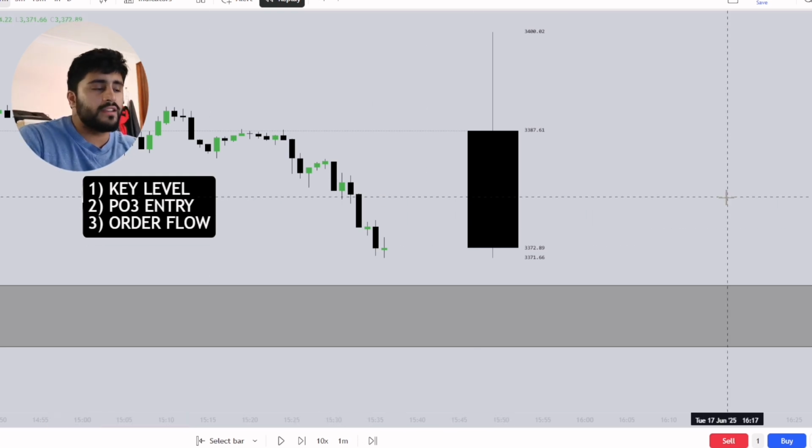So every trade you want to take, or every trade I take, comes down to the following three things. You want to have a key level to trade from, ideally a key level to target as well. You want to be entering inside of that key level with a PO3 confirmation, and then you're using order flow at the key level to validate all of your potential positions, right?